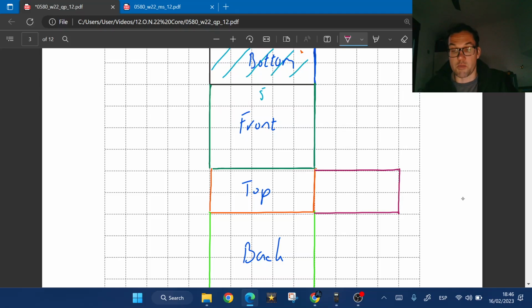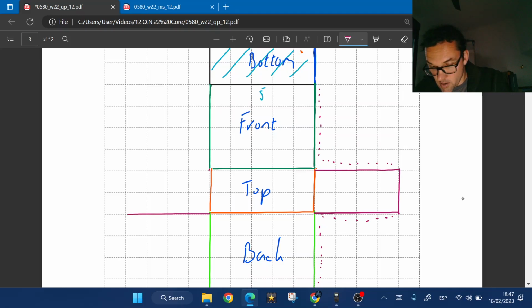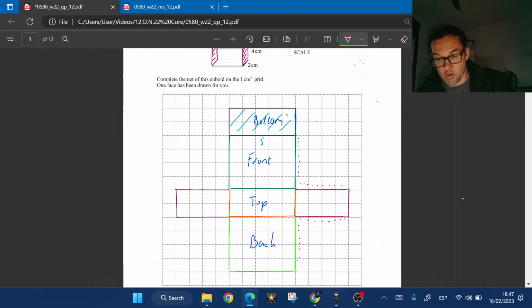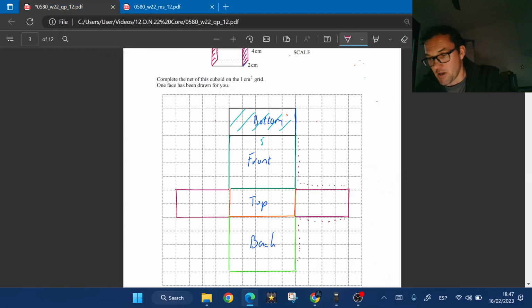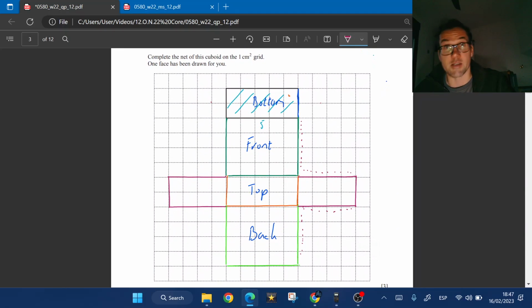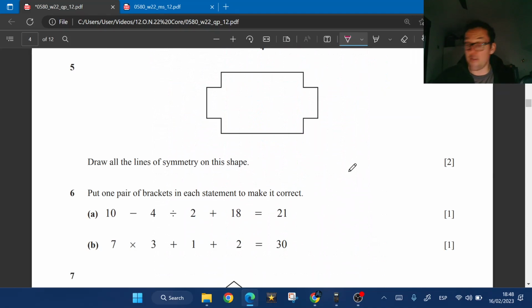So when this shape is being folded, this side here of the front will fit onto that side of the side, and the back will meet up there with that side. Okay, and then we can just draw the same on the other side. And there it is. Right, well, you could have drawn it there as well. Anywhere is fine. Let's see what the mark scheme says. Fully correct net. So it doesn't say much there. But yeah, there it is. Fully correct net.